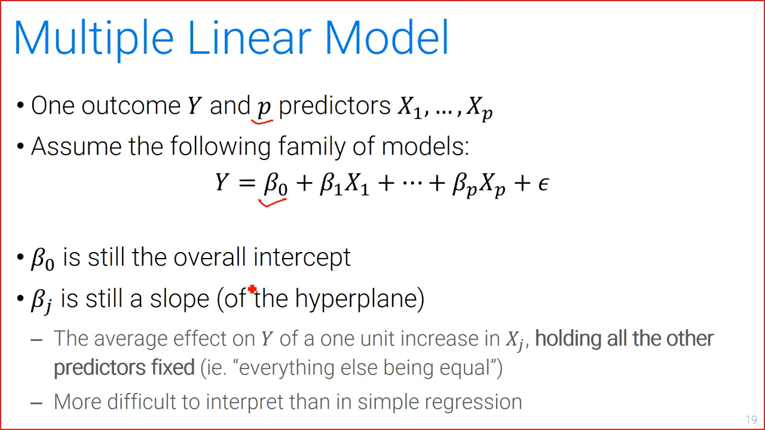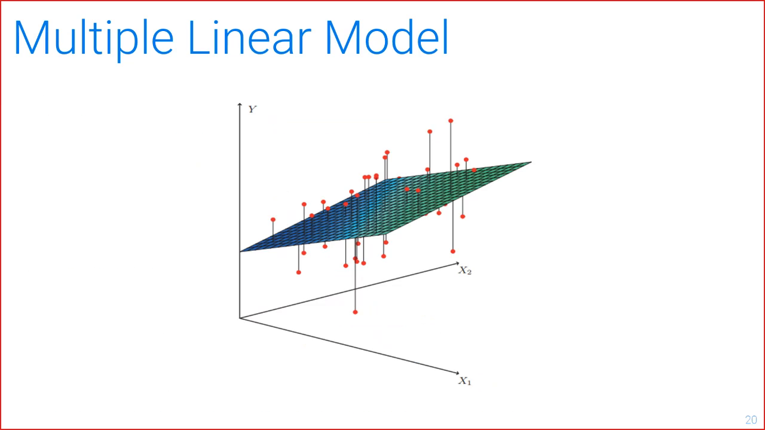And again, beta 0 is what we call the overall intercept. And each beta j, beta 1, beta 2, beta 3, etc., is still a slope, a slope of the hyperplane. We're going to see a picture now. Well, actually, let me show it now. Imagine here we have the linear model in which we try to model y as a function of x1 and x2. And so in this case, the model is not a line, it's a plane.